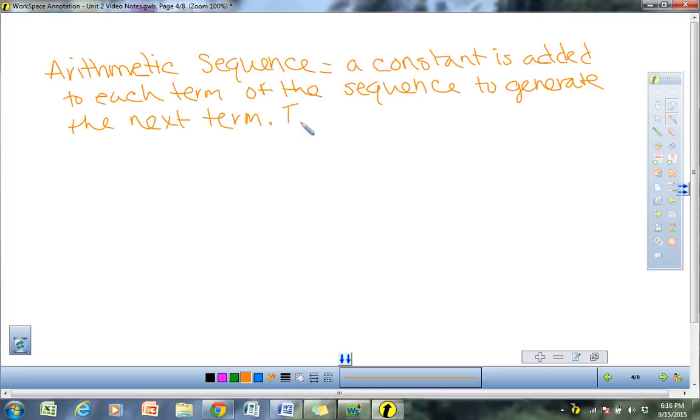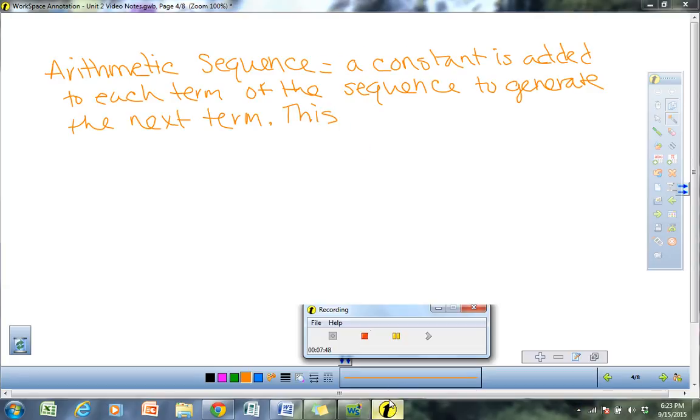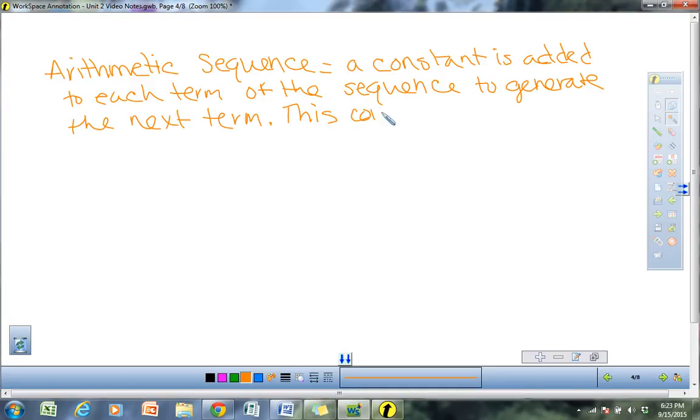This constant is going to be called our common difference. The common difference. Alright, so let's go back to our example and see if we are adding.